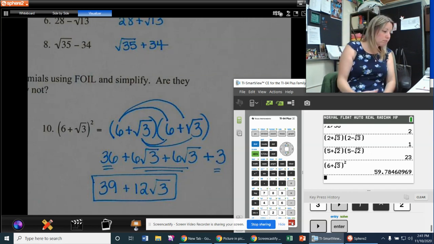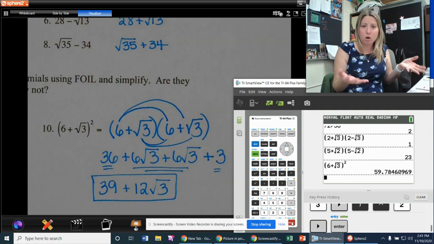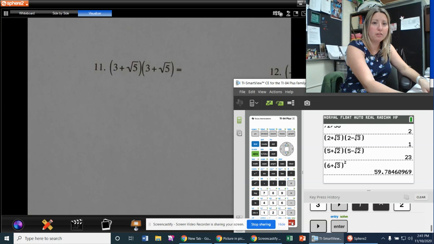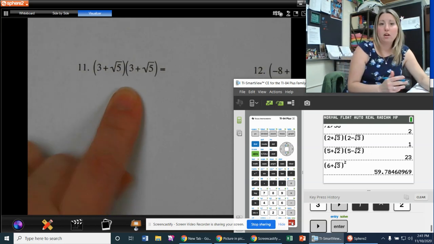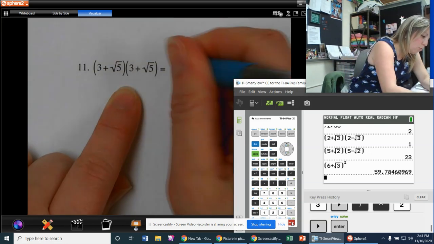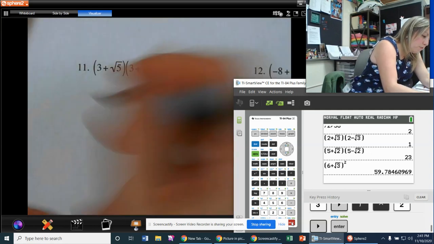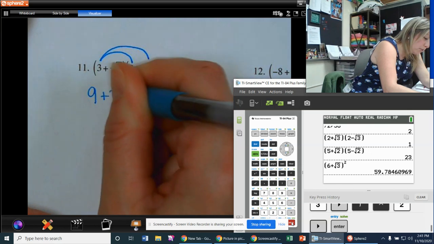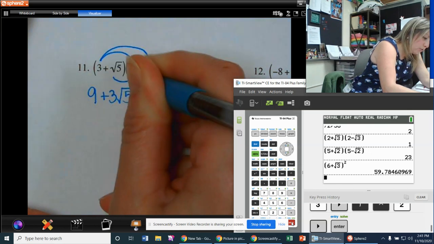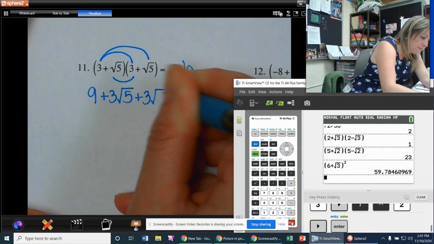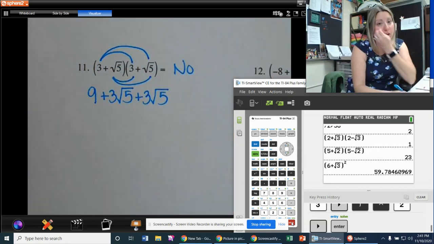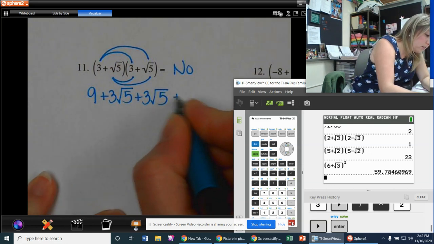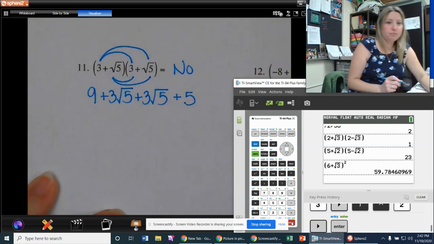Okay. So again, this is what we're looking for on our homework. Be able to look at them and say, oh, conjugates or not conjugates? Not conjugates. No, not conjugates. So when you FOIL this time, 3 times 3 is 9. 3 times radical 5 plus 3 radical 5. 3 times radical 5, that happens again. And at the end, radical 5 times radical 5 is radical 25. And what is the square root of 25? Why, thank you, it's 5.